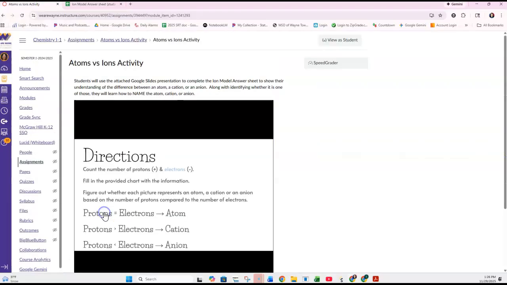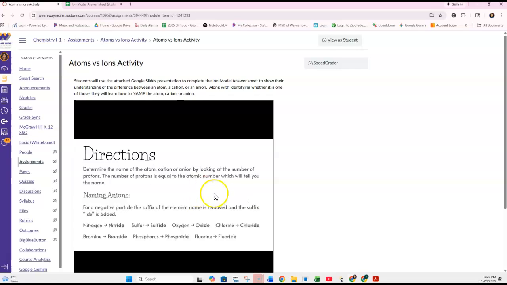So slide 2 explains that if your protons are equal to your electrons, then it is an atom. If your protons are greater than your electrons, then it's a cation, it's a positive ion. If your protons are less than your electrons, then it's a negative ion. That is what you're doing. So again, count the number of protons and electrons, positive and negatives, and then you're going to put the information in the chart, okay?